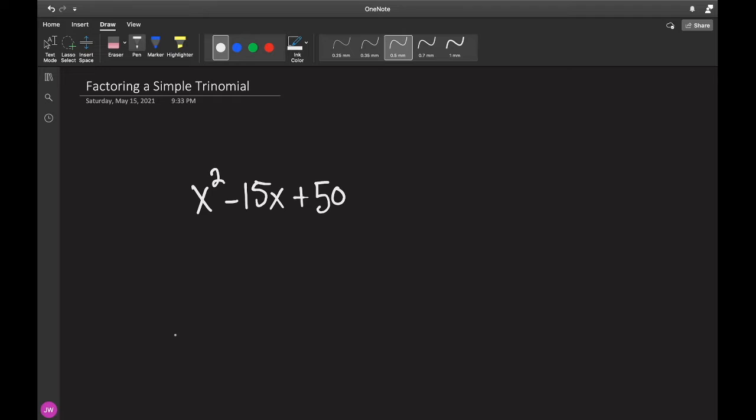then if I wanted to factor this, I'm looking at this equation and I'm looking at the a value, and you notice that the a value is 1, a equal to 1, because it's 1x squared. We just don't write it like that, we just write x squared. So when a is equal to 1, we know that this is called a simple trinomial.